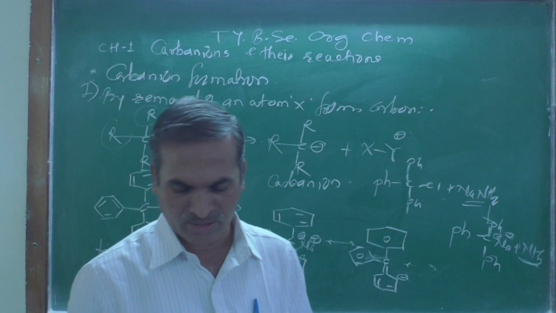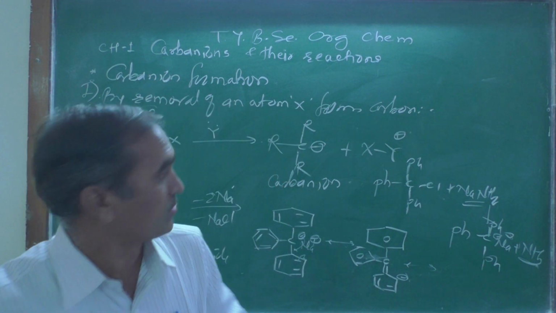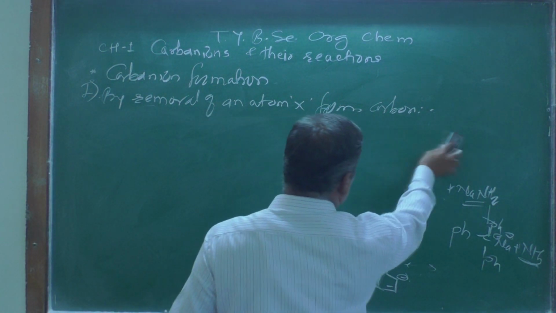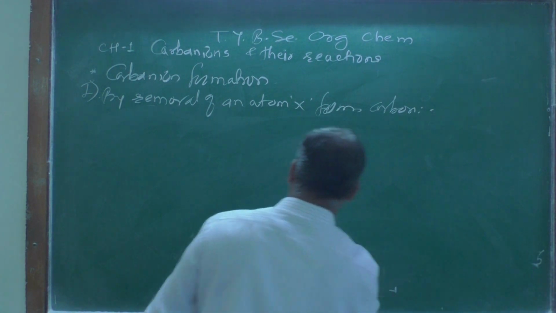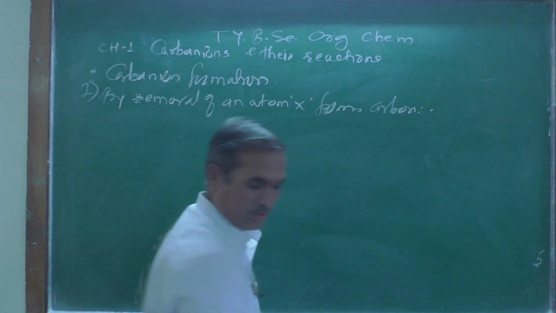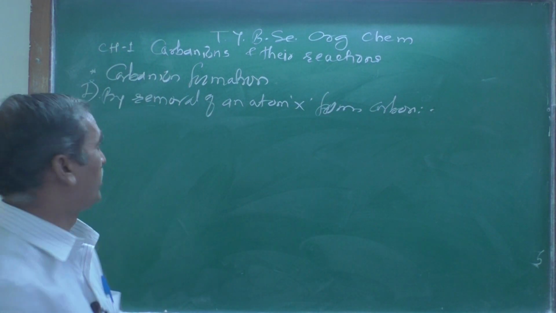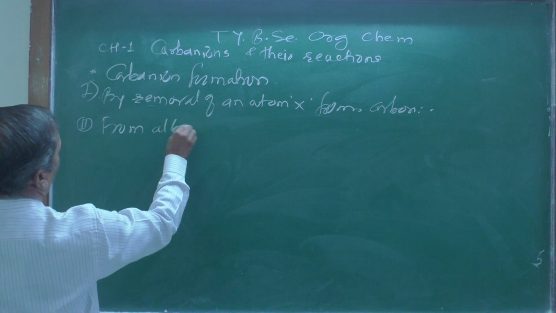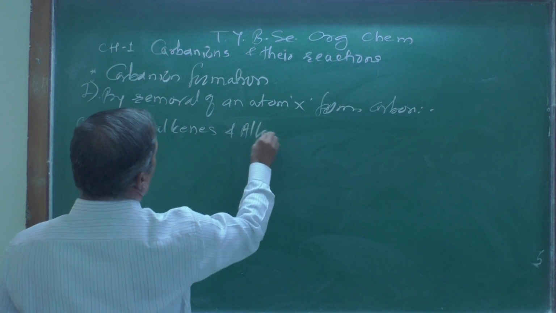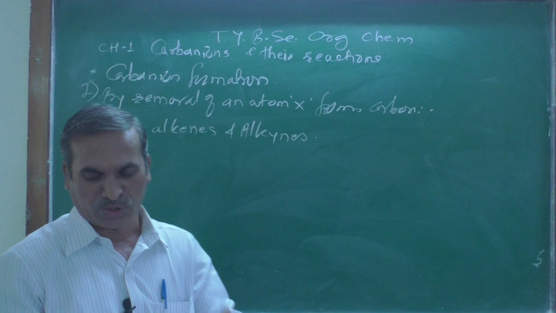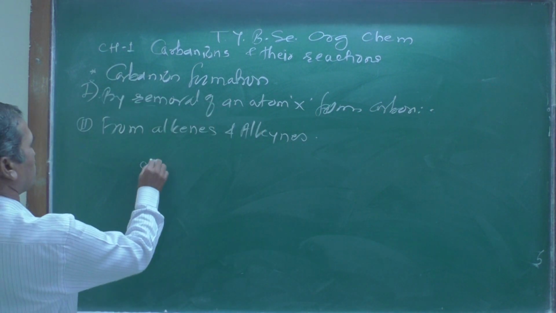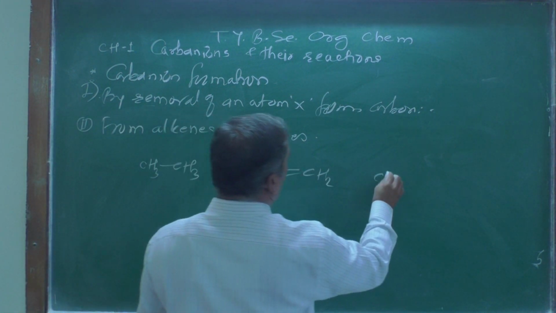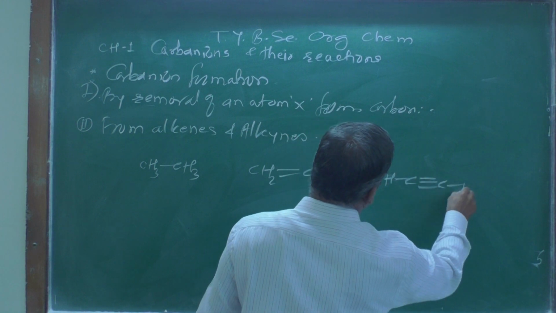Now the second method is from alkenes and alkynes. From that we can derive the carbanion formation. Let us see the second one, from alkenes and alkynes. As we already know, for example, let us consider here CH2=CH2 and HC≡CH.